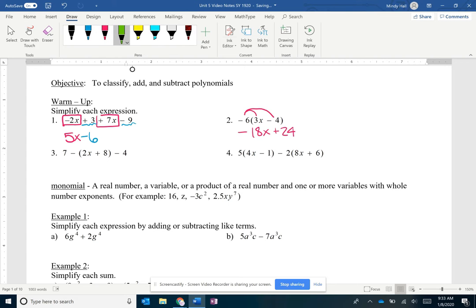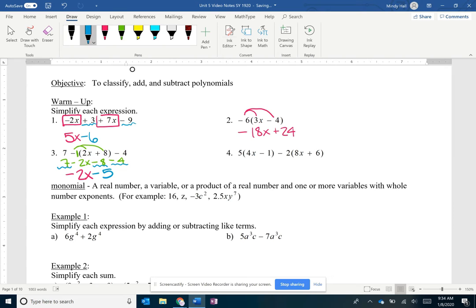Then for number 3, we have this little negative sign, and keep in mind that's like a negative 1, so we have to actually distribute it to everything in the parentheses. So this would become 7 minus 2x minus 8, because it's negative 1 times 2x, negative 1 times 8, and then that minus 4 stays. Then you can combine your like terms. So in this case, negative 2x doesn't combine with anything, but we have a positive 7, a negative 8, which would give us negative 1, and then negative 4, which would give us negative 5. So 7 minus 8 minus 4 would give us negative 5.